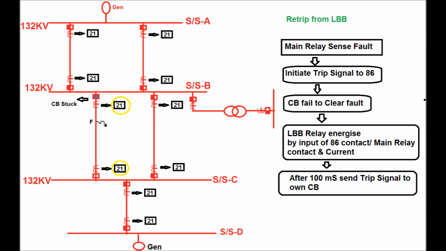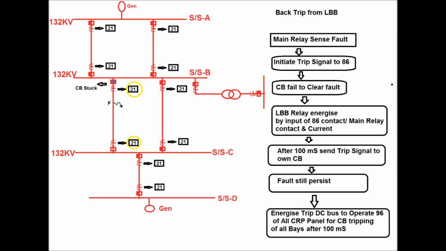persists to flow. So after the 100 millisecond time delay, it will again send the trip signal to its own circuit breaker, so that its own circuit breaker again tries to clear the fault after 100 millisecond time. So it is the retrip signal from the LBB or local breaker backup protection. Now, after the 100 millisecond, the trip signal is sent from the LBB relay to its own circuit breaker.